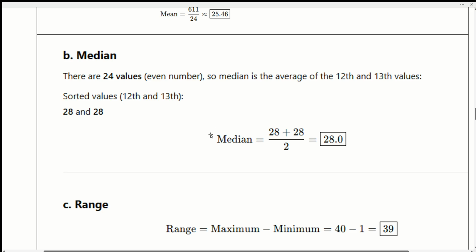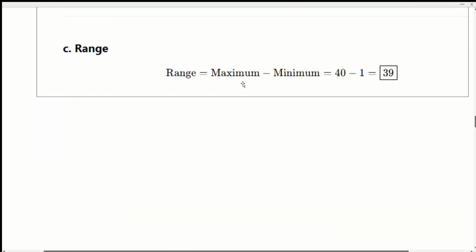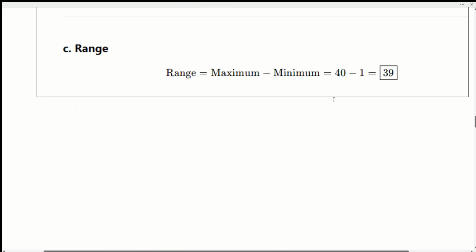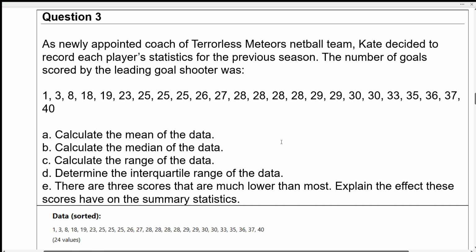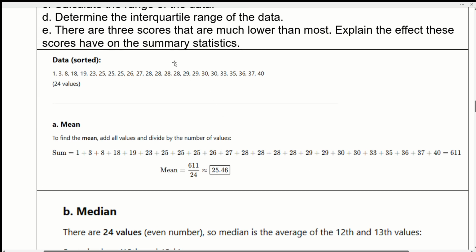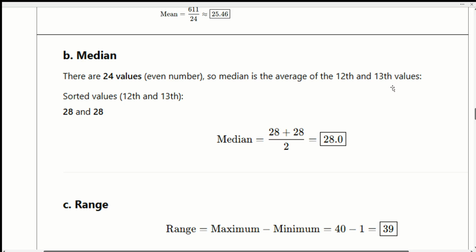Now the range in this part of the question is the maximum take away the minimum. When you look at the data set, once it's been sorted, you look at the lowest number and the biggest number, and you just have to take it away. Now, interquartile range is a little bit difficult, not super difficult, but easy to do as long as you know what the median value is going to be. You already know it's going to be 28, in between the 12th and the 13th value, like 12 and a half value basically.